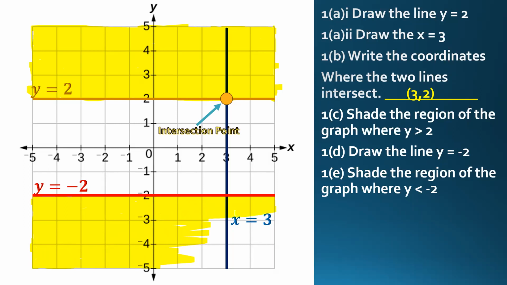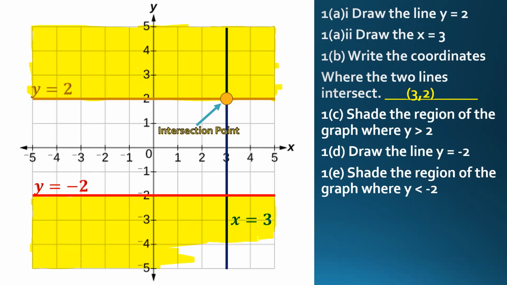And so we're going to shade all this below. I think that was the last one that we have to do. So what we need to do is shade below negative 2. Why are we shading below negative 2? These are the numbers that are less than negative 2.